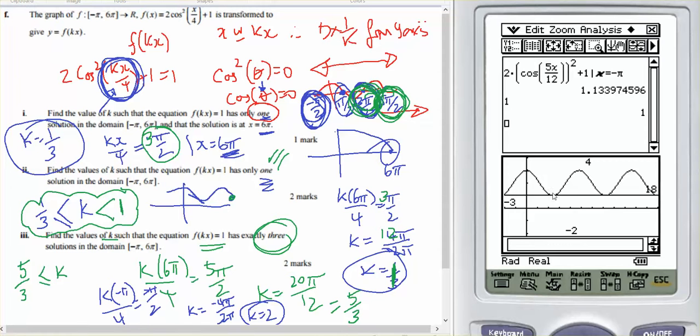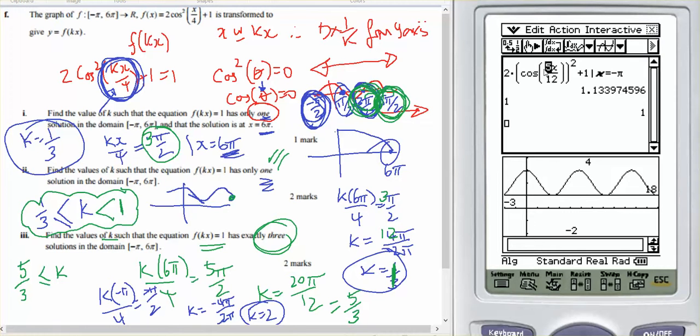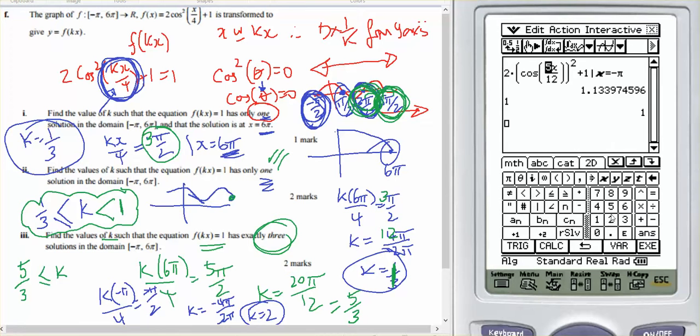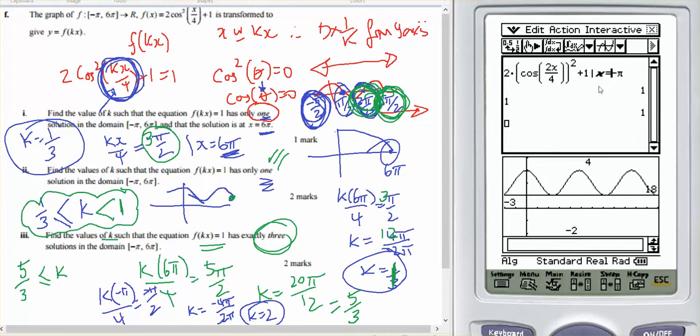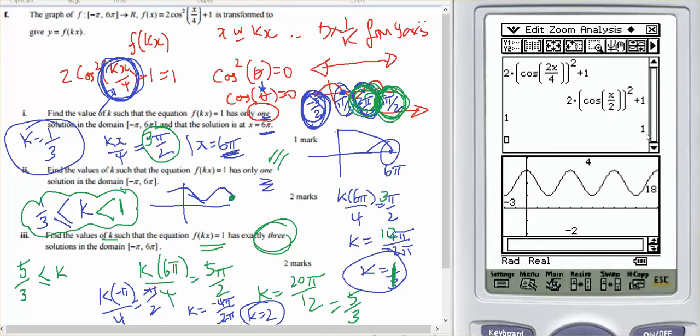Therefore I'm going to have 1, 2, 3, 4 solutions when k equals 2. If k equals 2, that's going to be a 2 on the bottom, and that's going to be a 2 on the top, 4 on the bottom. Execute, bring up my graph, get rid of that, press execute, drag and drop, 1, 2, 3, 4 solutions.